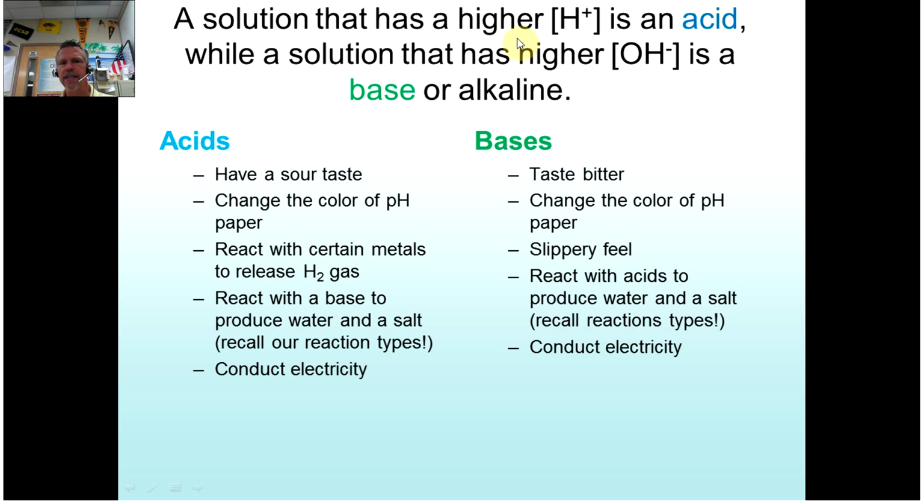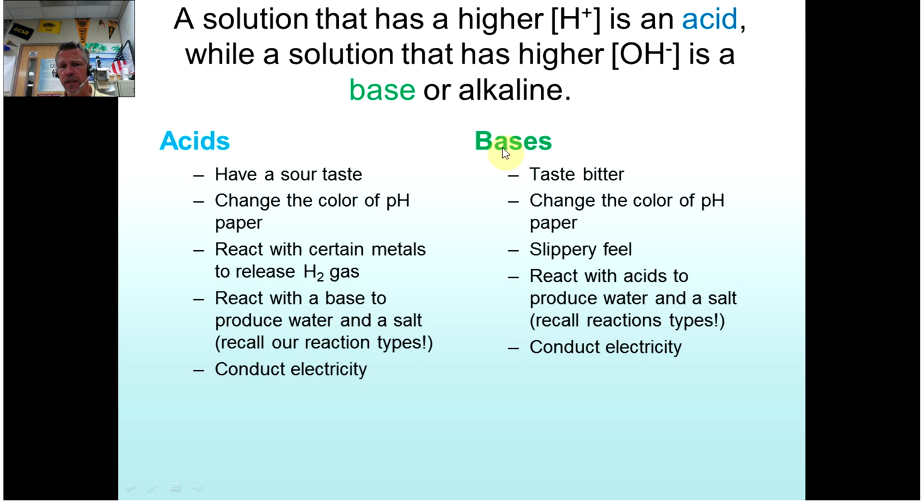All right, a quick bit of terminology here. When you put brackets around something like this, that means the concentration of, in other words, how much H plus is dissolved in a solution. So a solution that has a high concentration of H plus is called an acid, and a solution that has a high concentration of OH minus, the hydroxide ion, is called a base. In the old days, they called bases alkaline solutions.